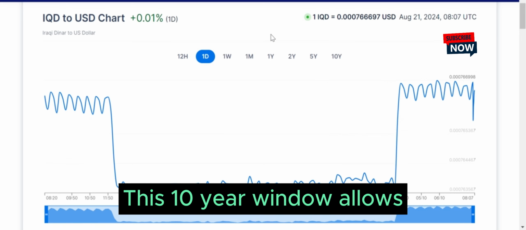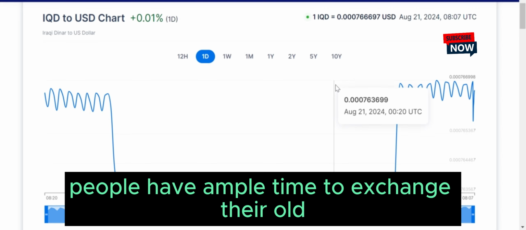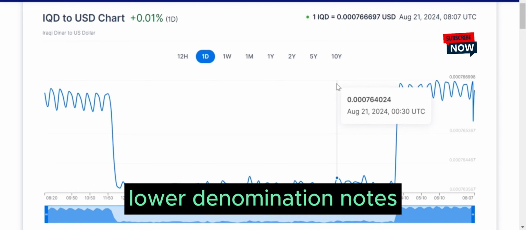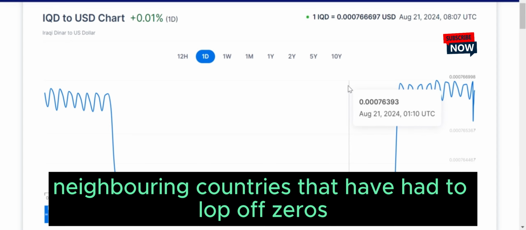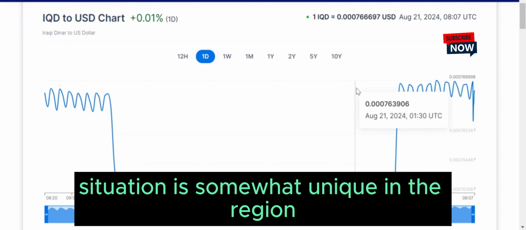This 10-year window allows for a smoother adjustment to the new currency system and ensures that people have ample time to exchange their old high denomination notes for the new lower denomination notes. The conversation also touches on the broader regional context, with Mr. Sami mentioning neighboring countries that have had to lop off zeros due to inflation. This highlights the fact that Iraq's situation is somewhat unique in the region.